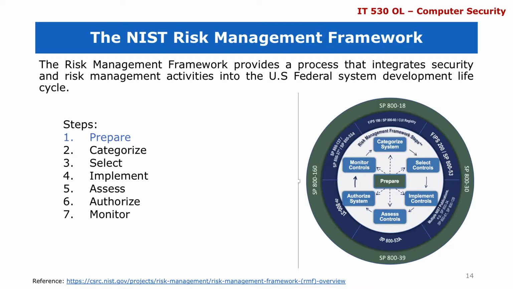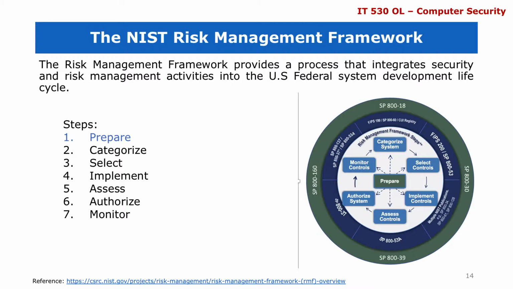Selecting the controls is usually based on the security categorization. So if you categorize the system as maybe high, then you select all the high controls. If you categorize the system as moderate, then all the moderate controls will be selected. And then if the categorization is low, all the low controls will be selected.